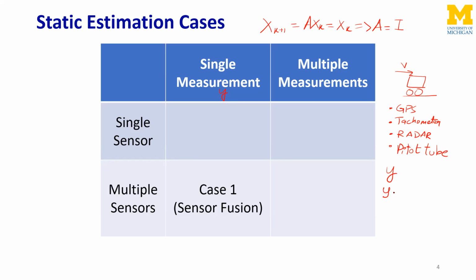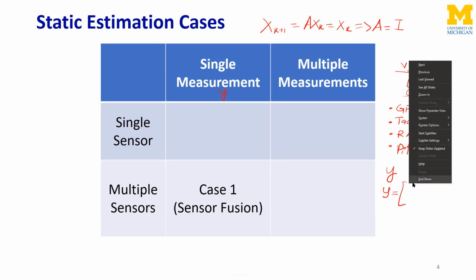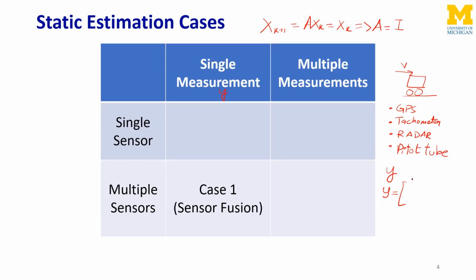So Y could be a vector, Y1, Y2, Y3, and all of these could be something you could be getting at different time instants. So Y1K, Y2K, Y3K, so YK.